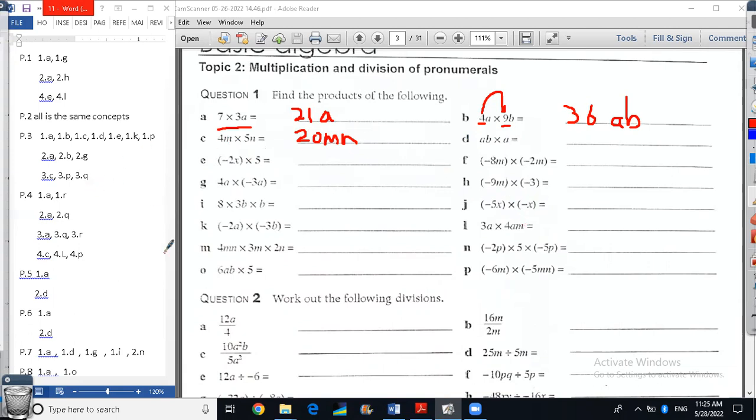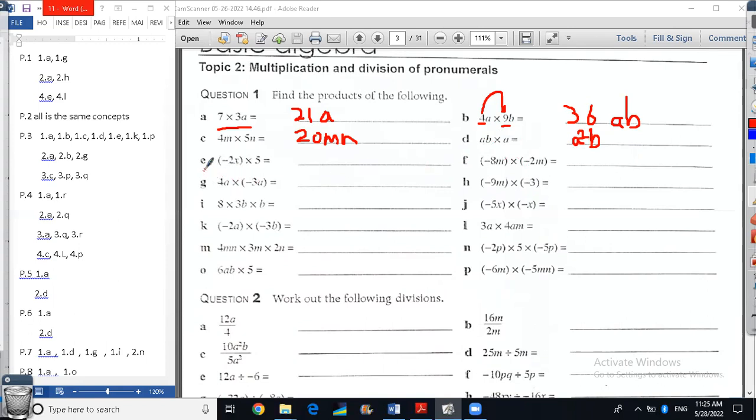All right, question D, okay. AB times A. We're going to take the A's together, the B's together. All right, so A times A, Mr. In multiplication, we add the powers up. A times A is A to the power of 1 times A to the power of 1, which is actually A to the power of 2. B, we're going to leave it as this because we don't have other B's to multiply them with each other. We don't have another B, so it's just going to remain the same. So A times A is A squared B.